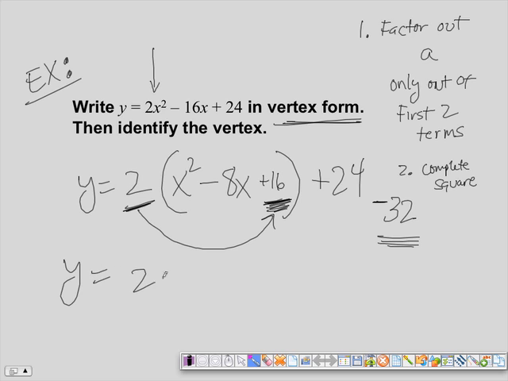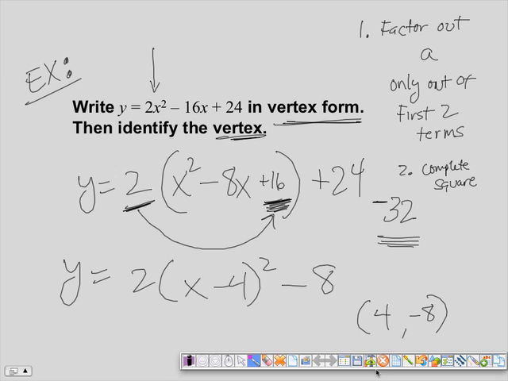Y equals 2 out front. This becomes a square. What is it? X minus 4 squared. And then plus 24 minus 32, minus 8. This is the final answer unless I say, which I do say, identify the vertex, which is 4, negative 8. If I said what is the minimum, you would say negative 8.